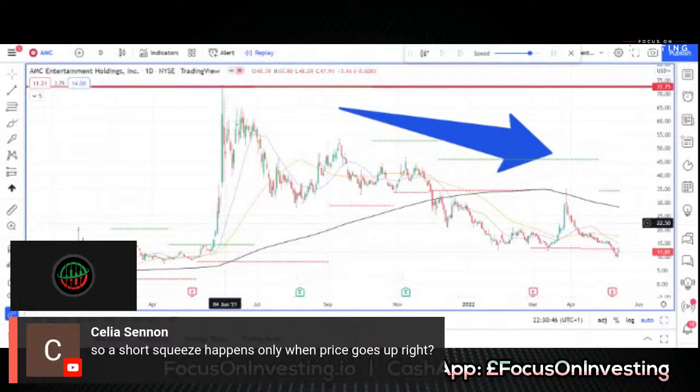The short squeeze in AMC took place all the way up until price started releasing from its height. So again, I hope that was clear. Is everybody clear on that?